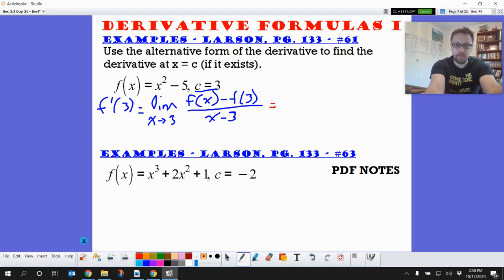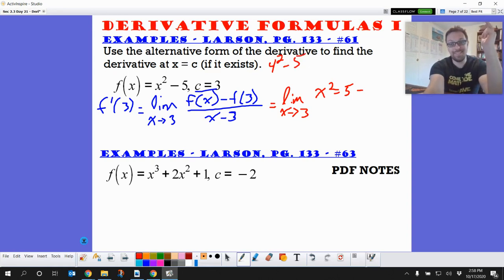So let's figure out what that is. This is the limit as x approaches 3 of our f of x, so that's x squared minus 5, minus our f of 3. So that is going to be, I'm just going to write it to the side here, 4 squared minus 5. So that is 4 squared is 16 minus 5, so that's 11.